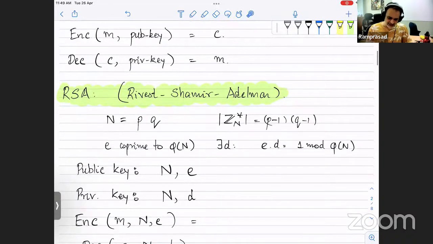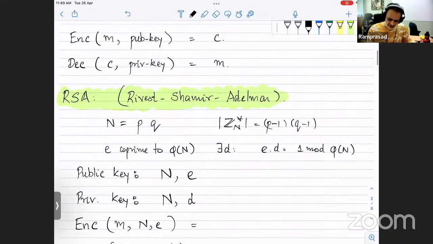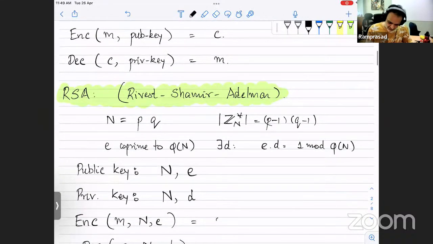And what is the encryption going to be for any message M? You are just going to do M power E mod N.